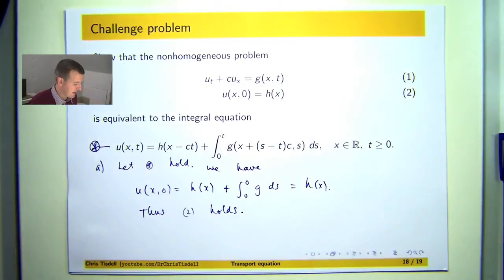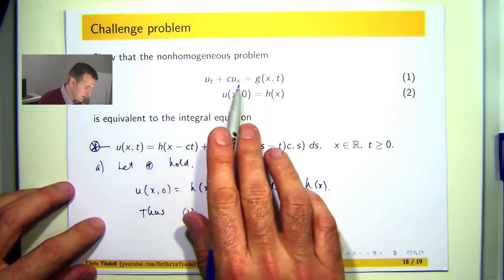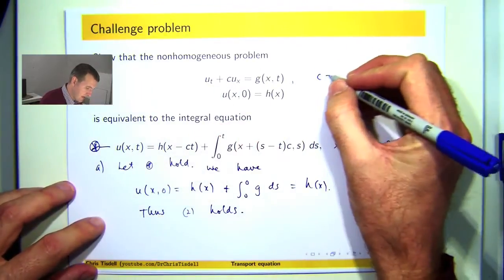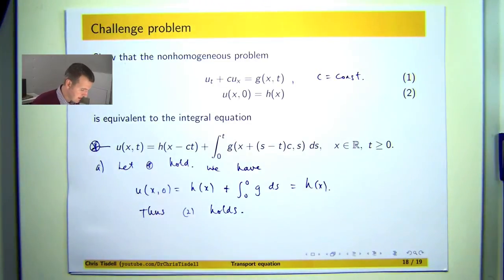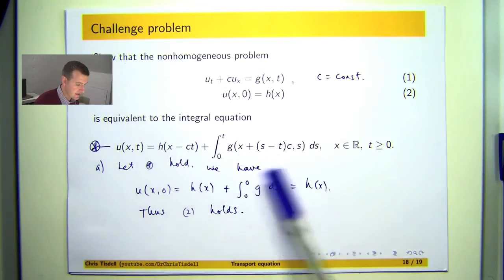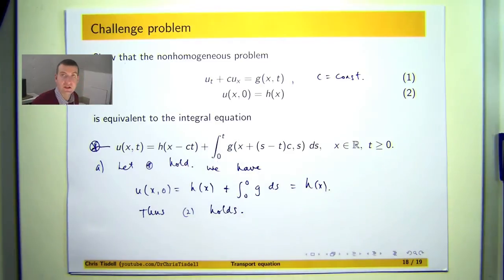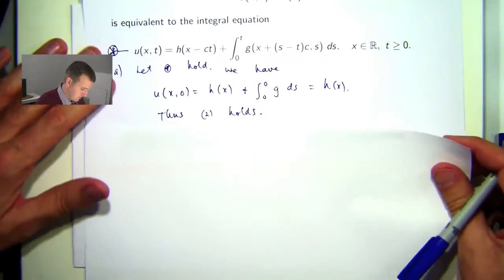Let's see if 1 holds. To do this, we have to compute u sub t and u sub x, where c is a constant. To compute these partial derivatives we need to differentiate this term and this integral. So we're going to apply an idea called Leibniz rule for differentiating under the integral sign. I have lots of other videos on this, but let me step you through it.